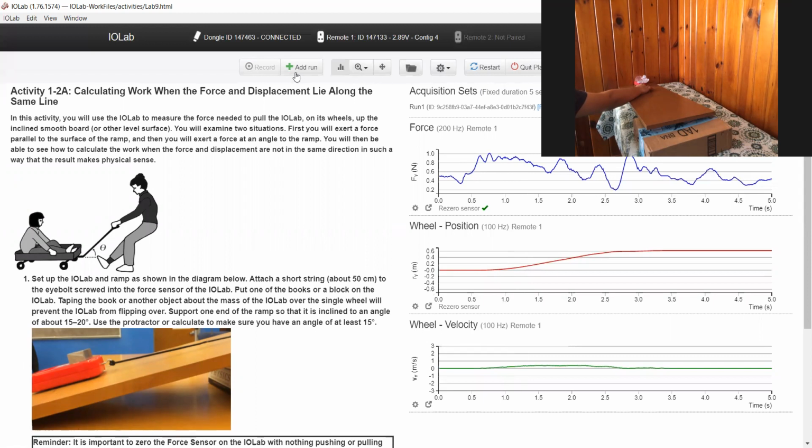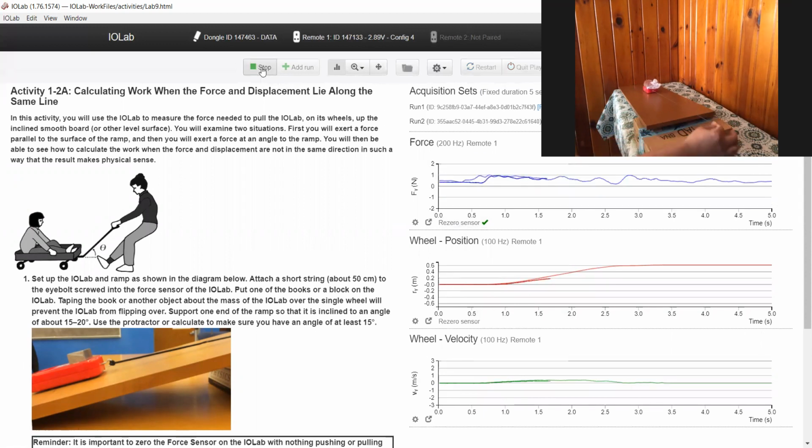Okay, let's zero the force sensor without any force being applied again. Now I want to add the run. Let's zero the sensor. Same technique. You want to make it slow and steady, constant velocity. Yeah, record it, try to move it slow and steady, slow and steady, slow and steady.